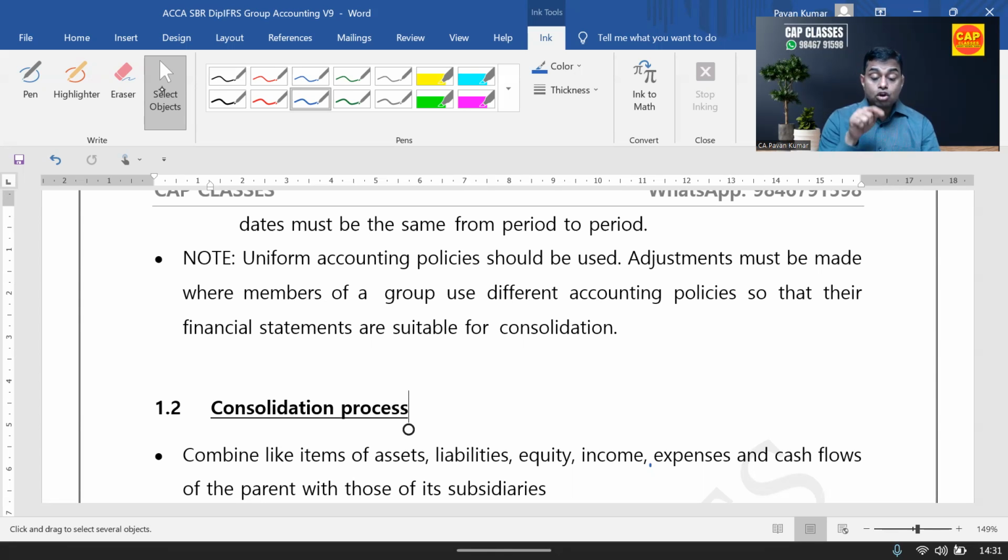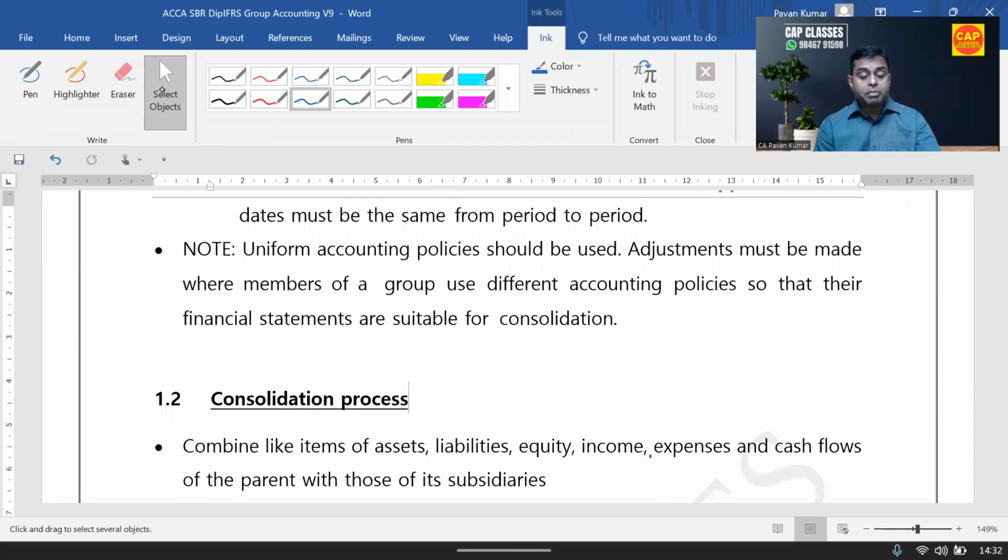You understand it? See the note. Uniform accounting policies should be used. Adjustments must be made where members of the group use different accounting policies so that their financial statements are suitable for consolidation. You understand? So much of theory, isn't it? We'll see some three-four more bullet points of theory, and after that we'll start with some basic problems so that it creates more curiosity and interest in you.